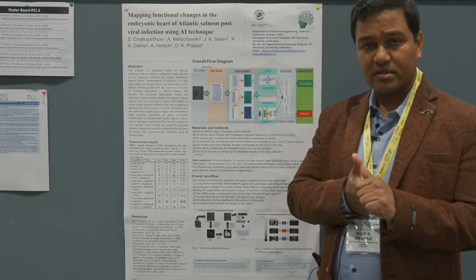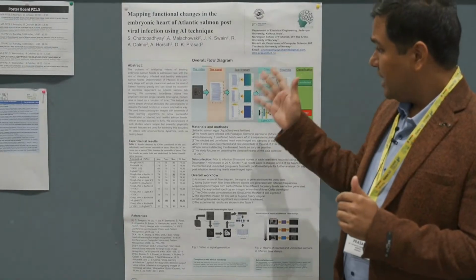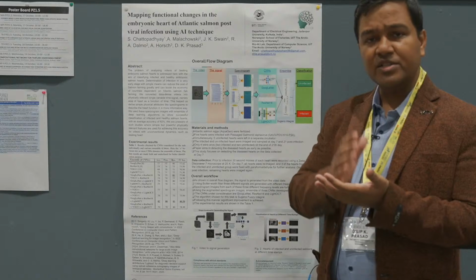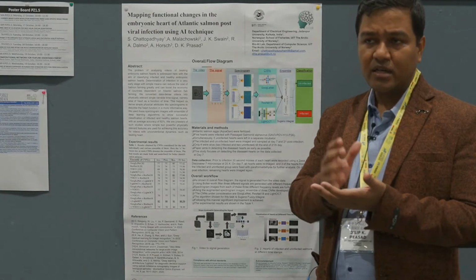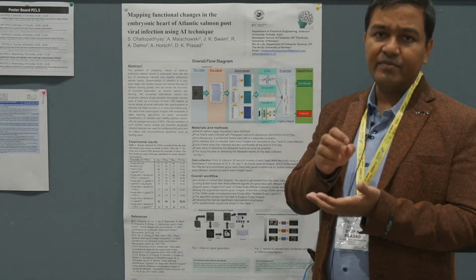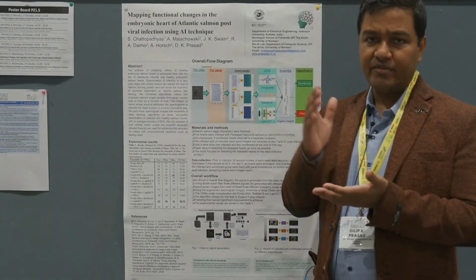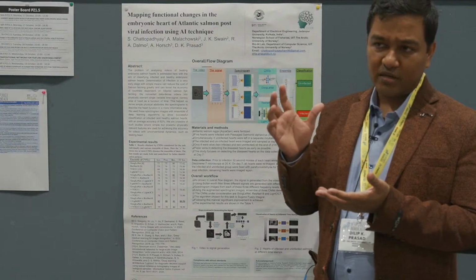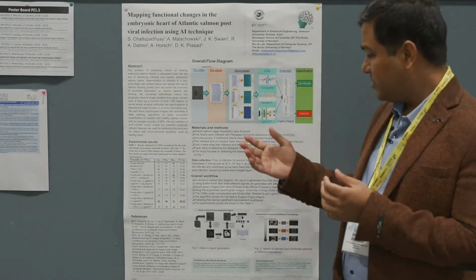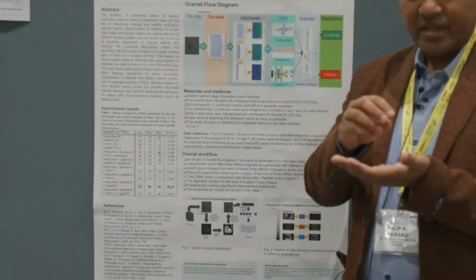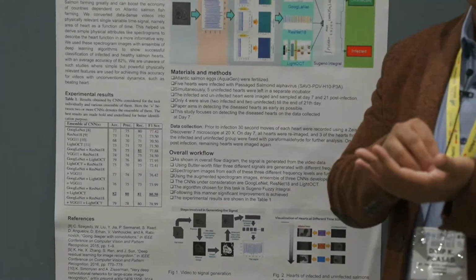GDP of Norway. So the aim of this particular work is: can we find a functional change in the salmon fish heart due to this viral infection, and can we use AI to find it? So the aim was, how quickly can we find the infection in the salmon fish? So what we did, we took this embryonic heart when the salmon fish is about to hatch from the egg.